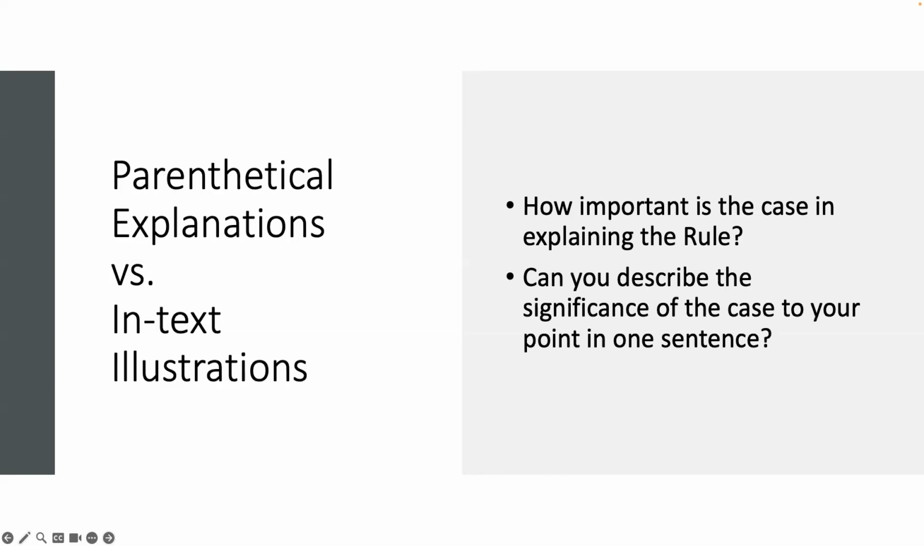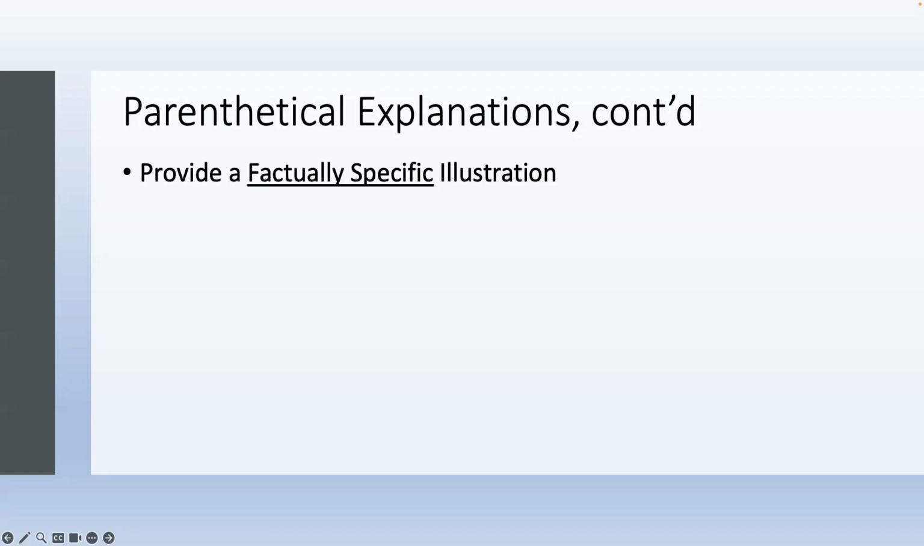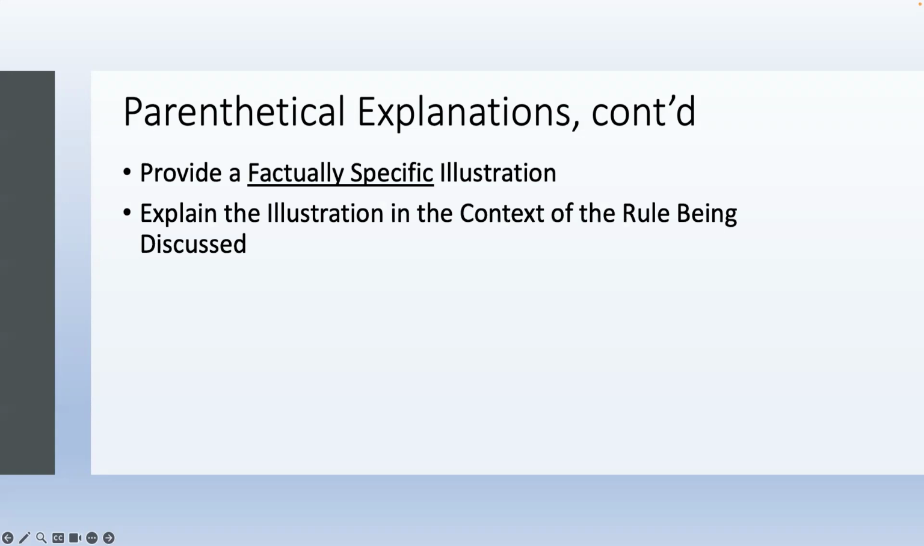Also ask yourself if you can describe the significance of the case to the point you're trying to make in a single sentence. If you can't, it has to be a full FHR or in-text illustration. If you can, then it's a candidate for a parenthetical explanation. So to write a parenthetical explanation, you need to provide the facts so that the reader knows what the case is about. You need to explain what happened in the context of the rule that's being discussed.